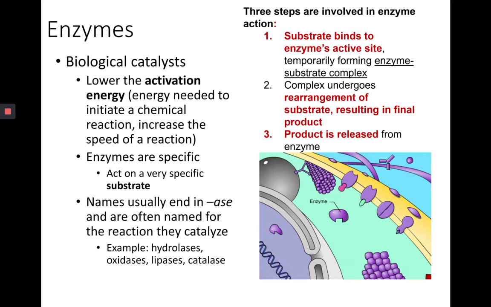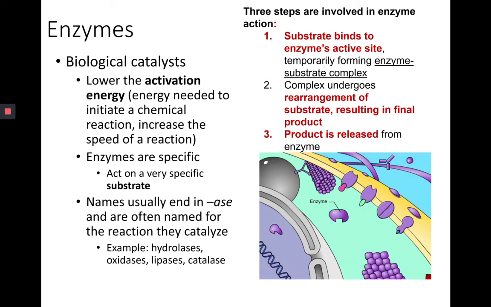Oftentimes, enzymes have names that end in -ase. For example, hydrolase, oxidase, lipase, amylase, catalase. Those are all examples of enzyme names. So if you ever see a word that ends in -ase, you have no idea what it is, and you're having to guess, enzyme is a good guess for what that substance is.